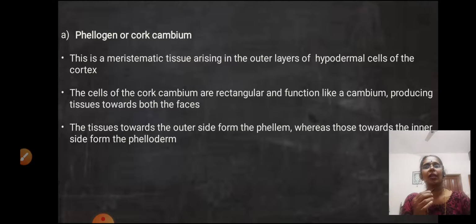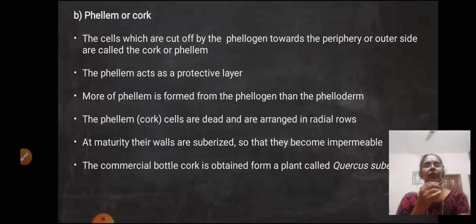So first, coming to the cork cambium or phellogen. This is a meristematic tissue arising in the outer layers of the hypodermal cells of the cortex. The cells of the cork cambium are rectangular, arranged in the form of bricks, and it produces tissue towards the outer and the inner side. The tissue produced towards the outer side is called the phellem or the cork, whereas that towards the inner side is called the secondary cortex, or phelloderm.